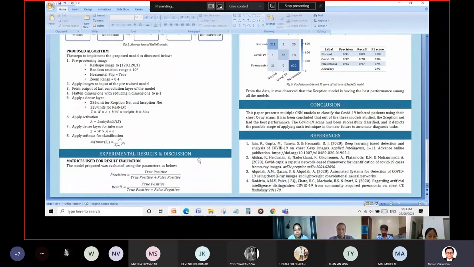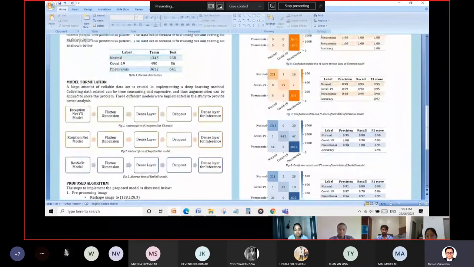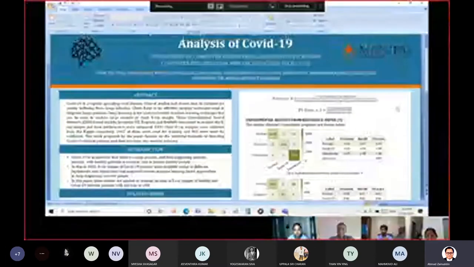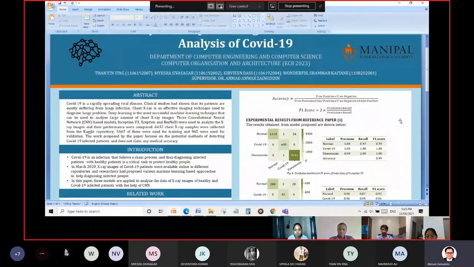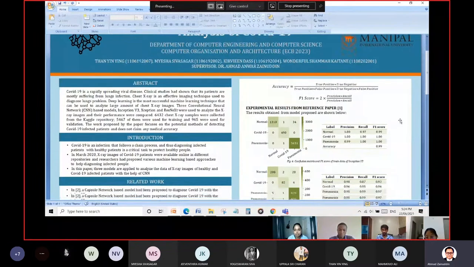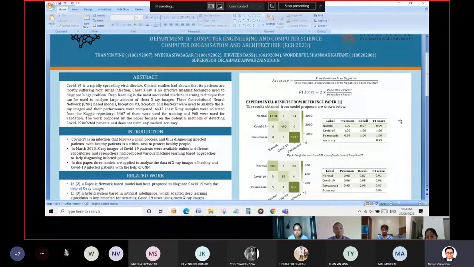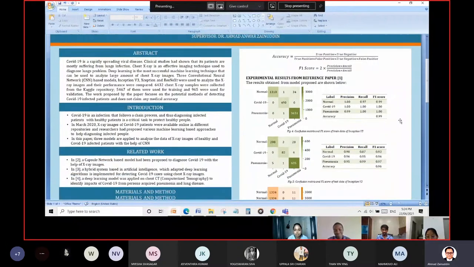Next, the experimental results and discussion. The metrics used for result evaluation are shown here. Precision equals true positive over true positive plus false positive. Recall equals true positive over true positive plus false negative. Accuracy equals true positive plus true negative over the sum of true positive, false positive, true negative, and false negative. The F1 score can be calculated by 2 times precision times recall over precision plus recall.